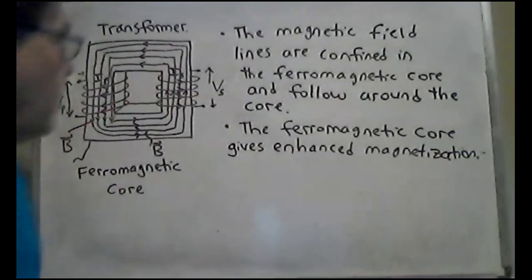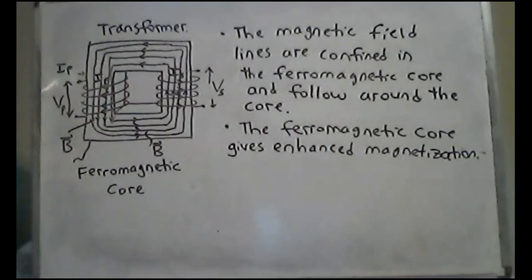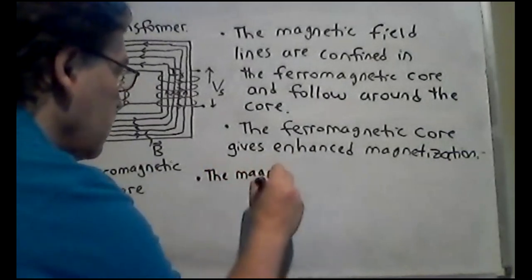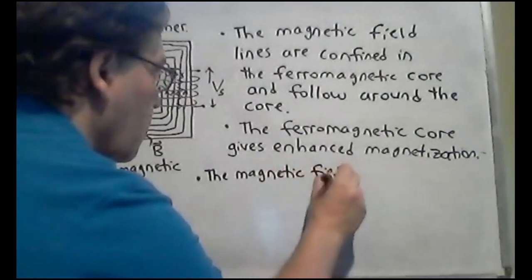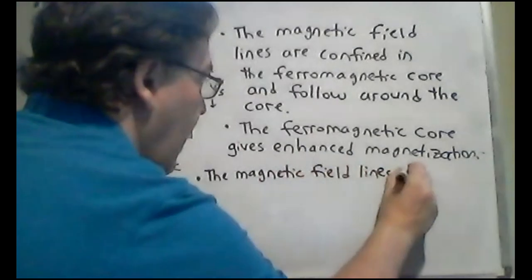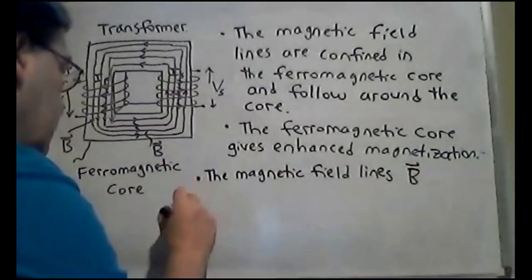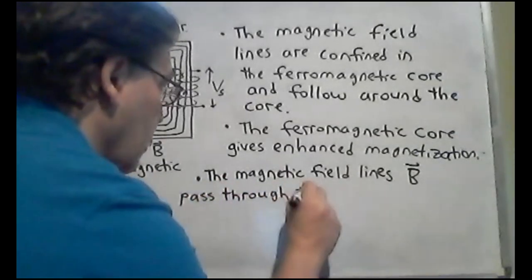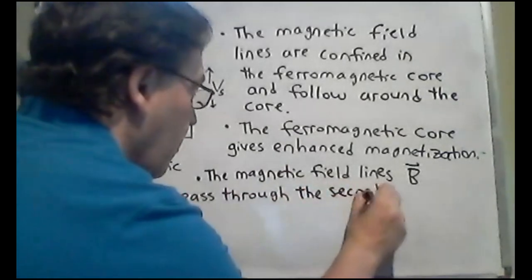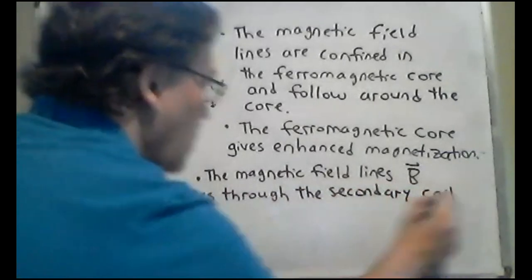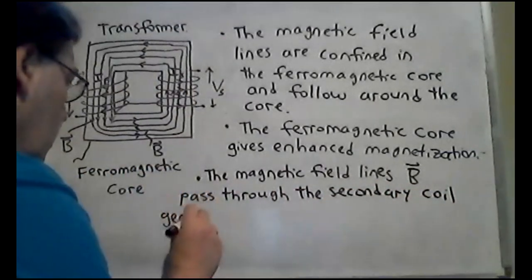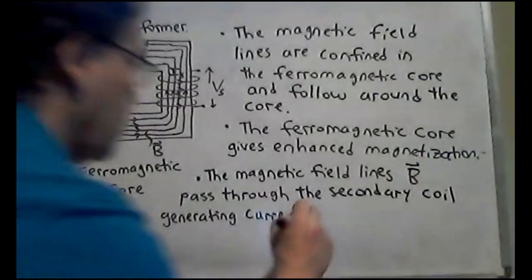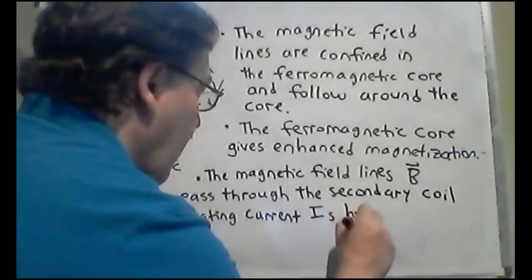Now the magnetic field lines find themselves up at the secondary coil. All right, so now the magnetic field lines pass through the axis, or pass through the secondary coil, generating current I sub S by Faraday's law.